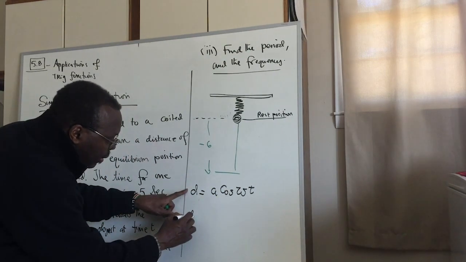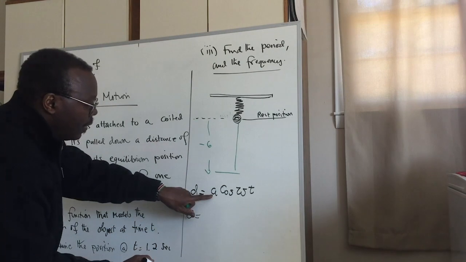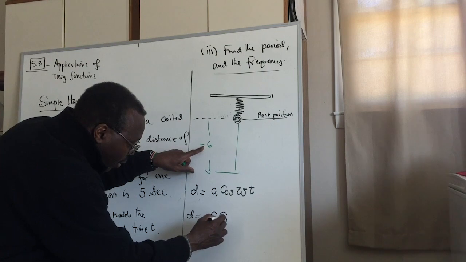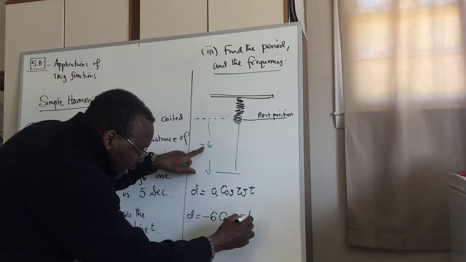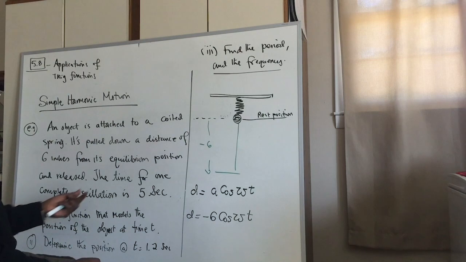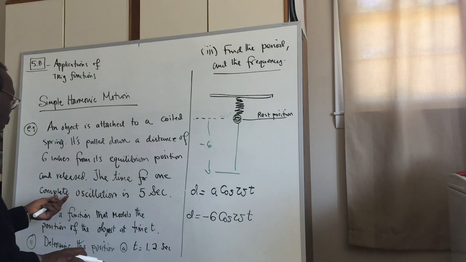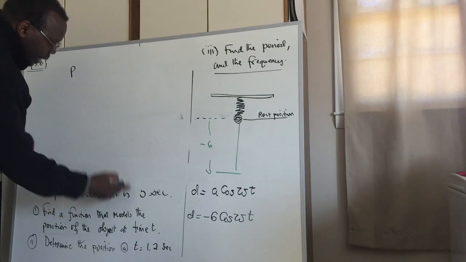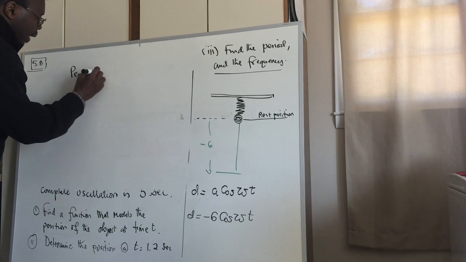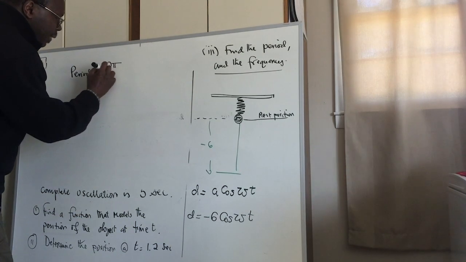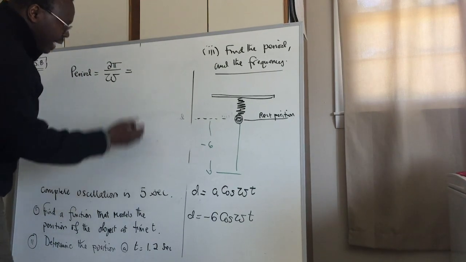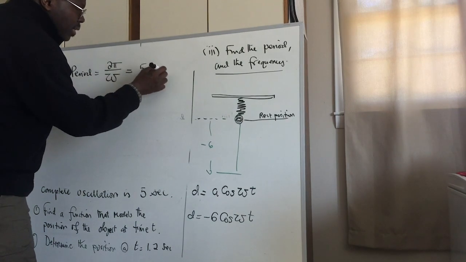So d, the displacement, is equal to a, which happens to be the amplitude, right there, negative 6 cosine omega t. We are given that the time it takes for one complete oscillation simply means one period. The formula is 2 pi over omega, and the period is 5 seconds. So this is equal to 5 seconds.